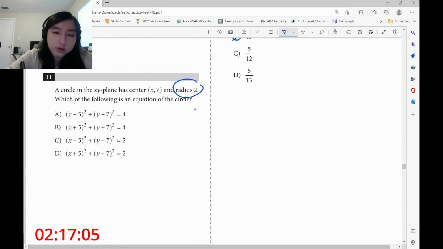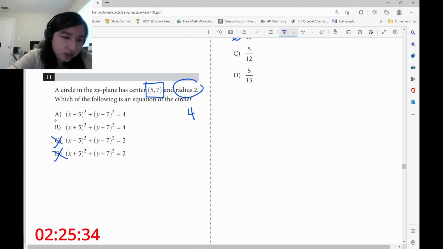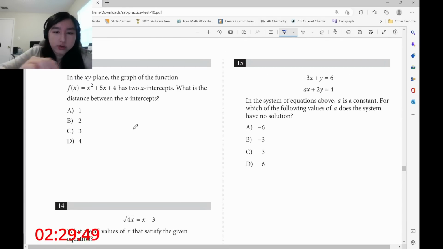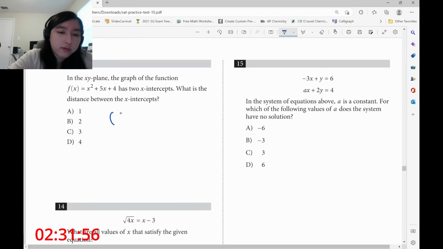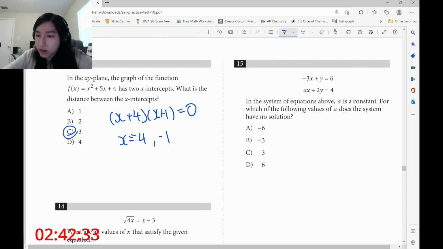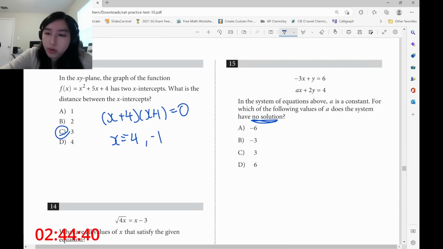Radius of 2, so r squared would be 4. So eliminate C, eliminate D. Center 5, 7. x minus h, that would be 8. In this plane, this graph has two y-intercepts. Alright, so if we factorize x plus 4, x minus 1 plus 1 equals 0, x equals negative 4, x equals negative 1. The distance is 3. No solution, so the y's have to be the same.